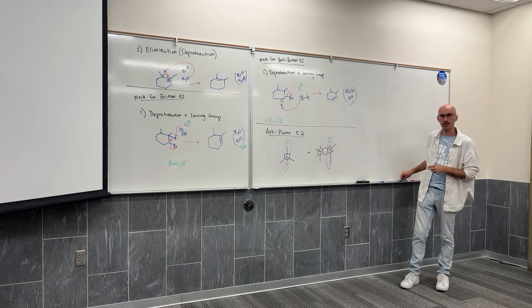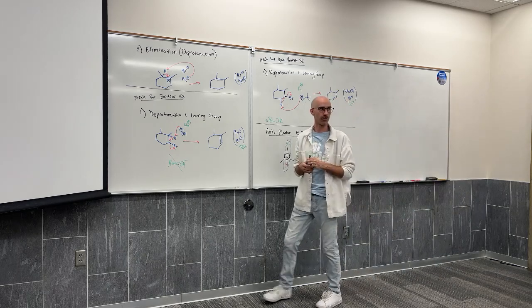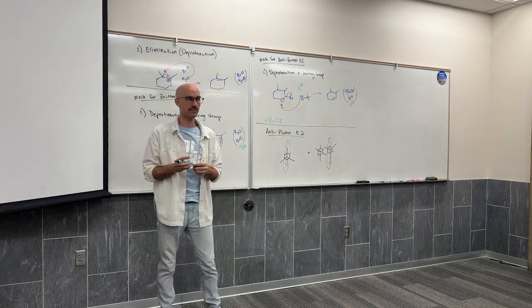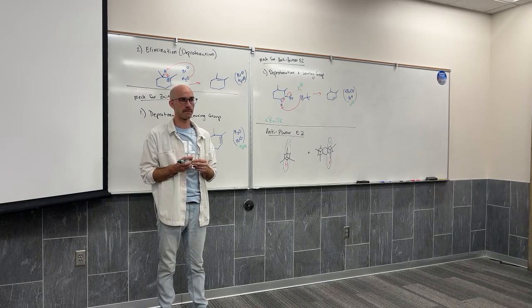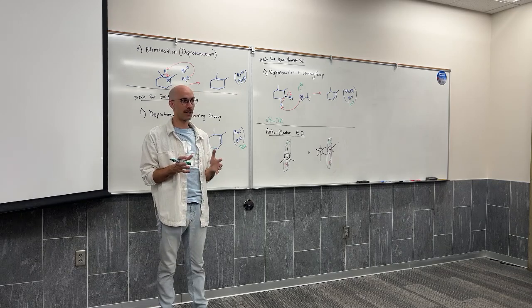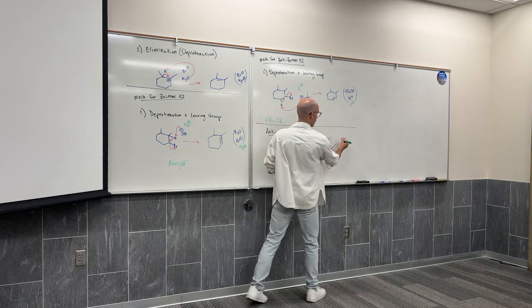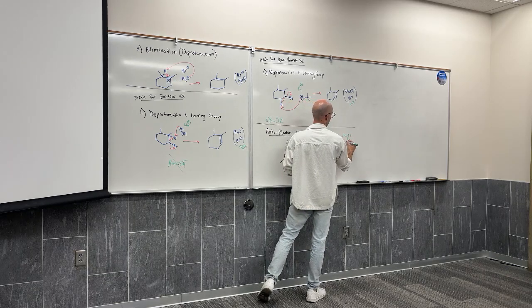that leaving group must be in a specific position in order for E2 to occur. Where is that position on the ring? Axial. See, it all comes back. I taught you chair conformations for a reason. You can't understand E2 without knowing how chairs take up space. Must be axial.